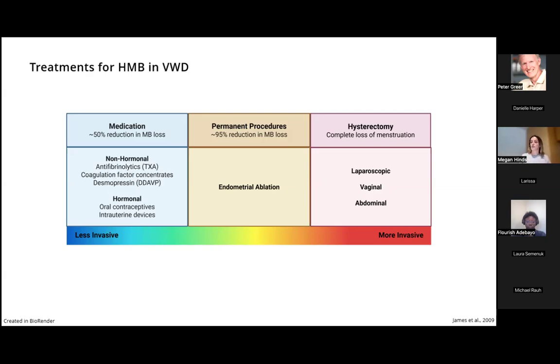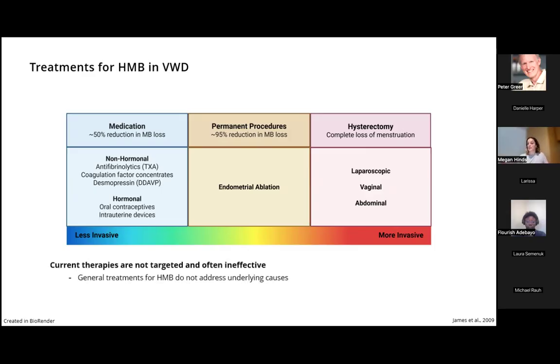And for treatment of heavy menstrual bleeding in women with von Willebrand's disease, non-hormonal hemostatic agents, including tranexamic acid, as I previously discussed, as well as coagulation factor concentrates and desmopressin are typically used. So with all this in mind, in many cases, a combination of both non-hormonal and hormonal medications are required to treat heavy menstrual bleeding, and we currently have no way to predict how patients respond to these treatments. An enhanced understanding of the underlying pathophysiology of heavy menstrual bleeding is then essential for improving management strategies and identifying targeted treatments for heavy menstrual bleeding.